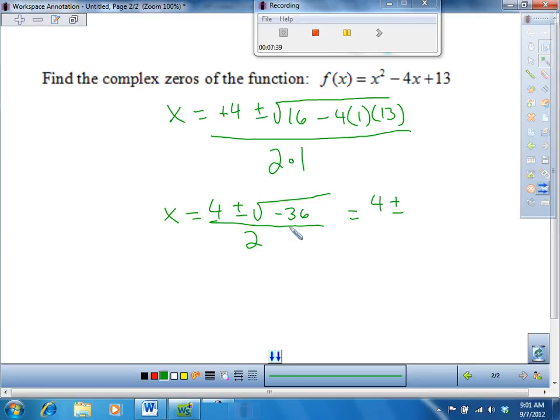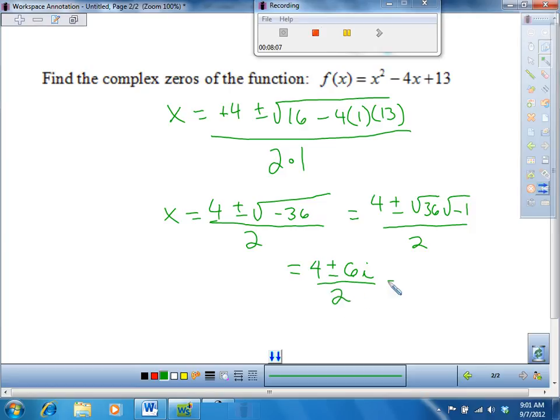6, right? So this is the same as the square root of 36 times the square root of negative 1, which is what? i, right? Over 2. You don't have to do all these steps. I'm just trying to do it for clarification. So this is 4 plus or minus 6i over 2.